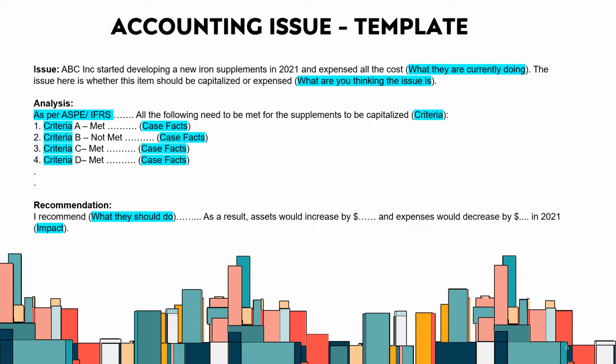From the recommendations point of view, you start with, I recommend, right? What should they do? Just tell them straight up what they should do. And then you go into, as a result, assets will increase by X and expenses will decrease by X in 2021. So you want to also end with an impact statement, especially if the owners or the users have told you they really care either about revenues or they care about sales or they care about expenses.